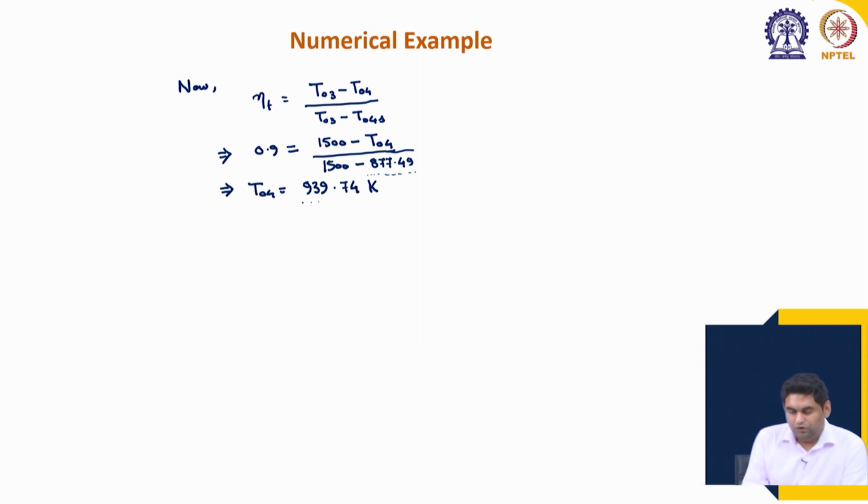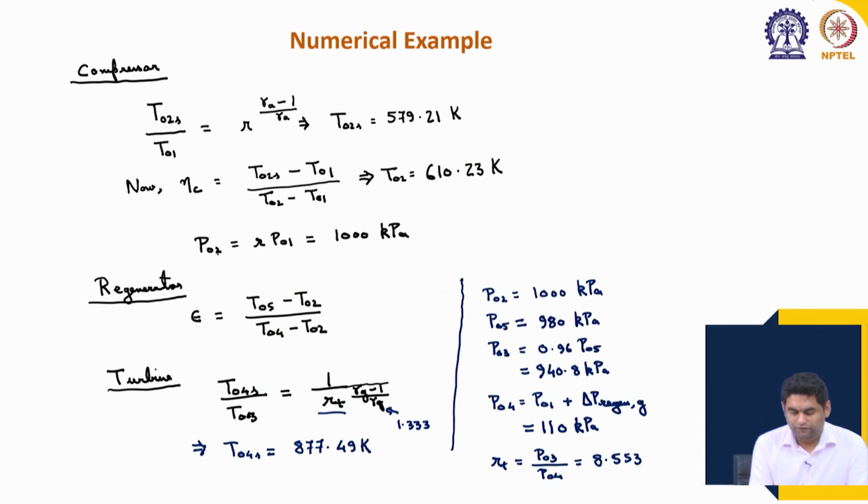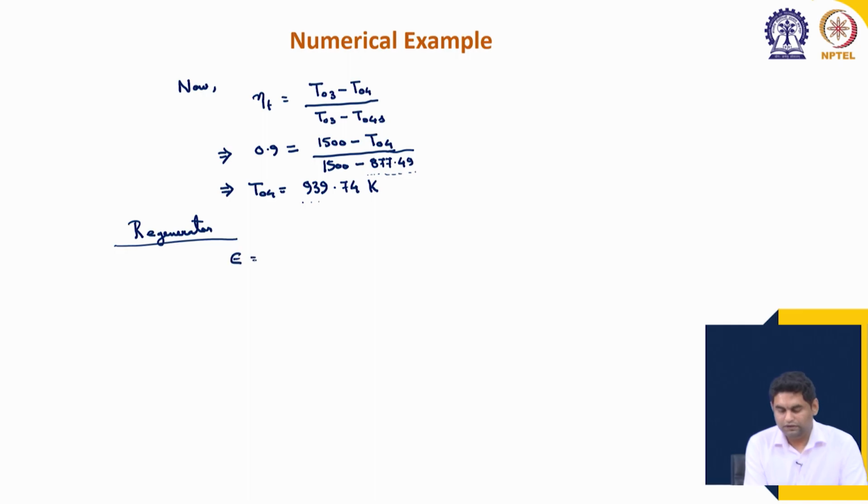So, now we can go back to the regenerator calculation. So, again going back to the regenerator calculation. We had defined the regenerator effectiveness as T05 minus T02 by T04 minus T02.